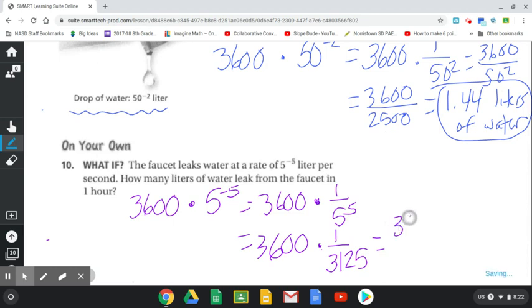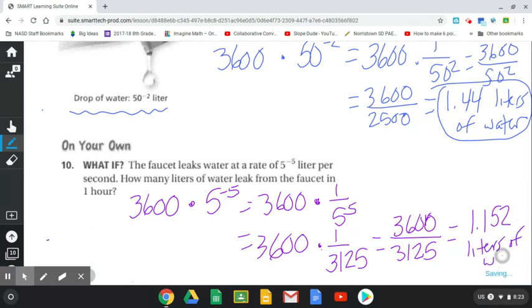So that gives me 3,600 over 3,125. When I do that in my calculator, I would get 1.152 liters of water.